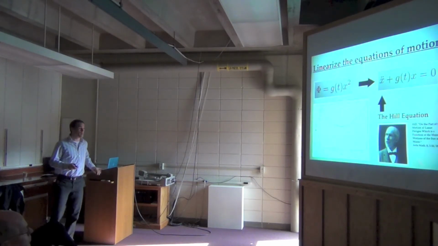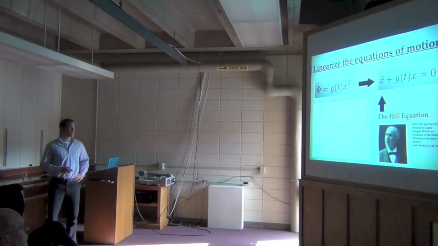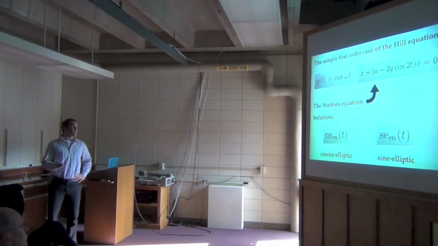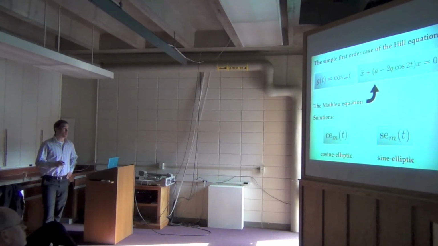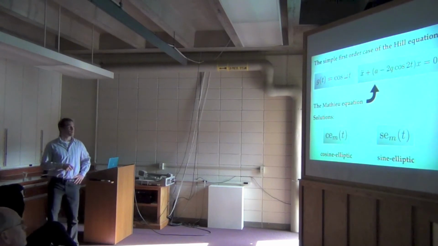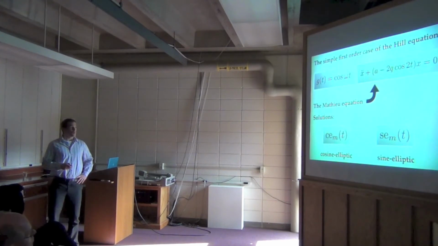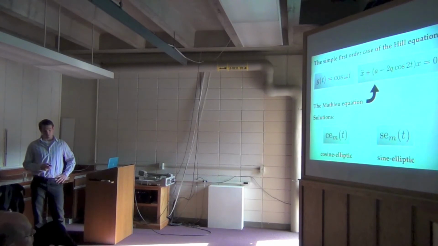He published his paper on this, looking at celestial body motions, in 1886. But an even simpler case that's even more well known, and is a specific case of the Hill equation, is the Mathieu equation. This is the canonical form of the Mathieu equation, where basically what you've done is chosen the simplest first order time dependence, say cosine of t. And the solutions to the Mathieu equation are well known: cosine elliptic and sine elliptic functions.